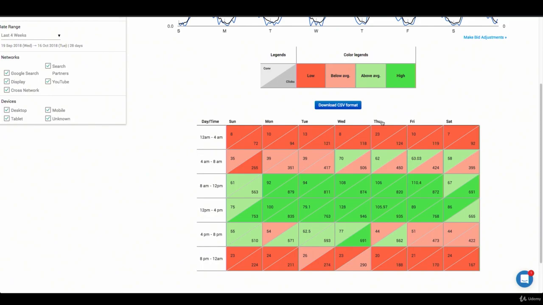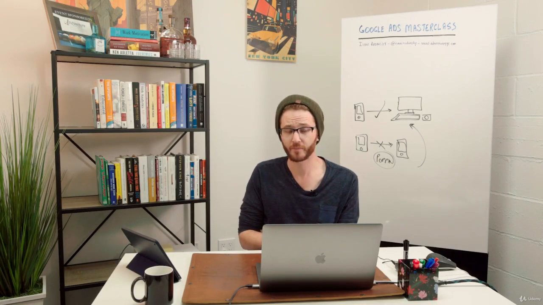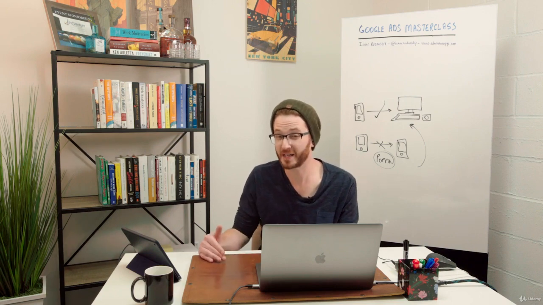And I could start making decisions. I could say, well, why are my clicks low? Is it because I'm bidding really conservatively? Or is it because I'm not bidding aggressively enough? Or is it because the volume is much less? And in this case, the answer is because the volume of searches for this product that we're advertising is much lower during those hours of the day.